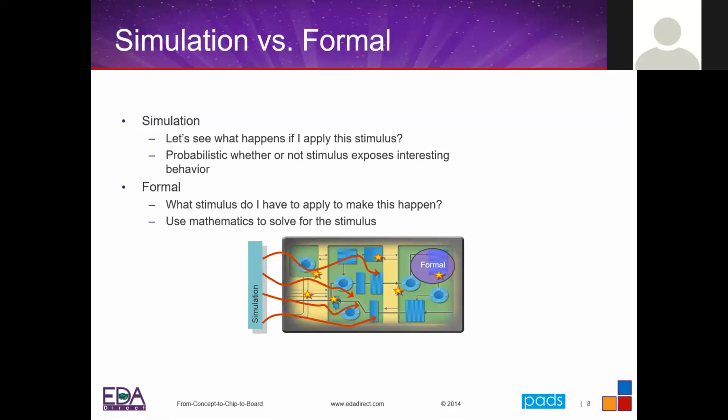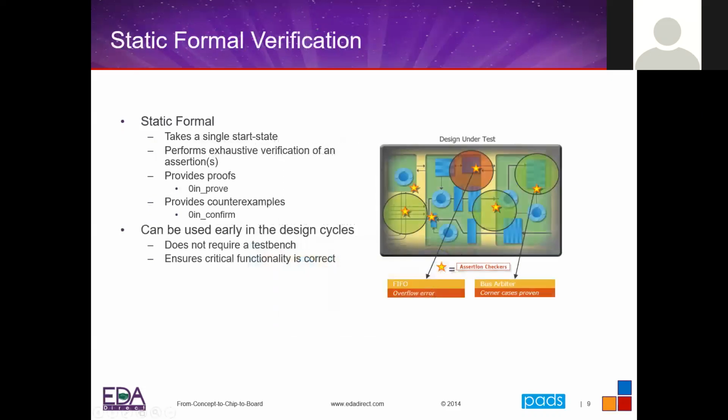So it's very dependent on the stimulus you give it. If you don't give it the right stimulus, it won't uncover an error. What formal is doing is it's saying, given some initial state, let's calculate every possible state this circuit can go into and see if it could possibly violate that assertion. That initial state is probably reset, but it could be based on some simulation. You could run some simulation vectors and say, okay, calculate formal from here. So that's really the difference between formal and simulation.